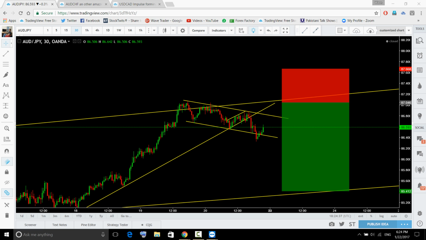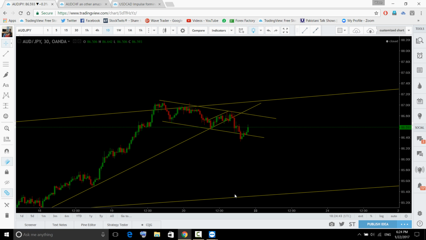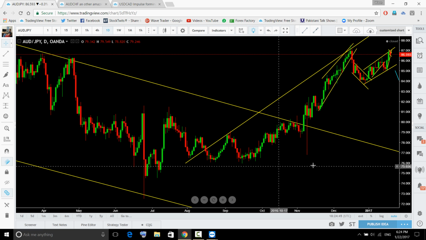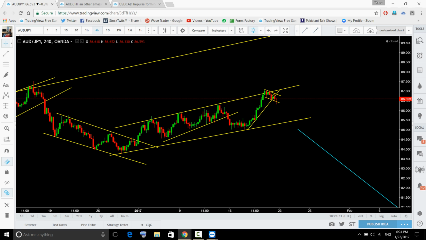If price breaks this high, it means it is going to change this structure. If price breaks up this trend line and stops you out, it is going to change this structure and form a new structure. Once price forms a new structure, a new pattern, you need to analyze your chart again. Before that, price was running in this structure, then changed it and formed a new structure, a new channel.